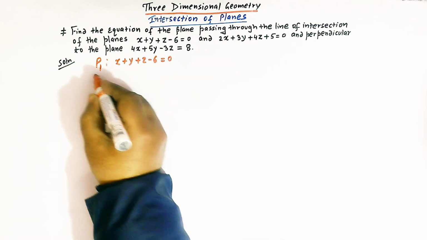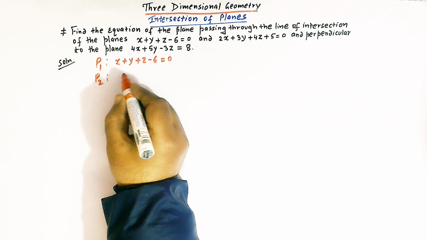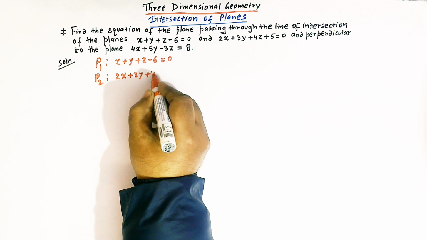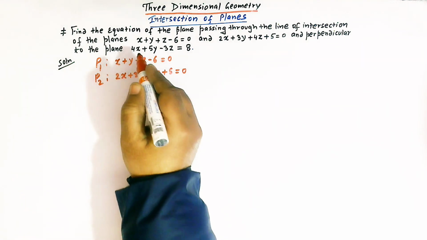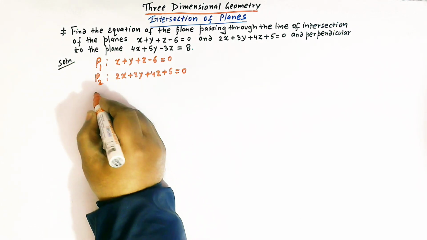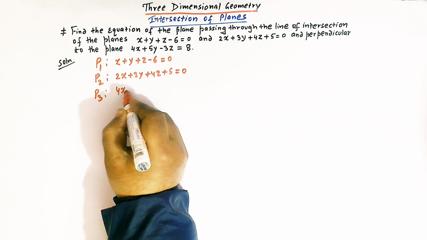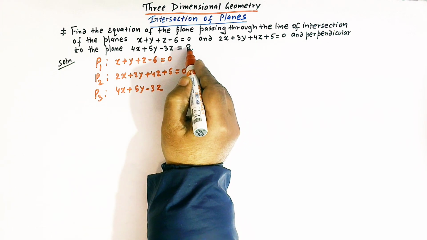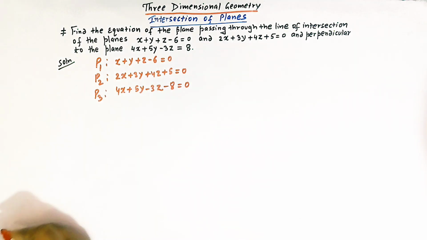And the second plane is P2, which is 2x + 3y + 4z + 5 = 0. Let us denote the third plane as P3. So P3 is 4x + 5y - 3z, and taking this 8 to the left hand side, we have minus 8 equal to 0.